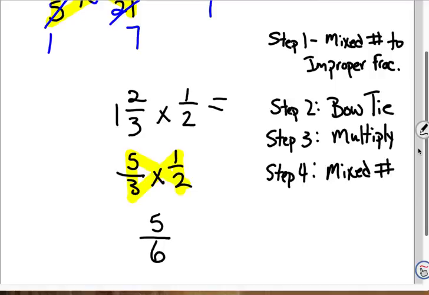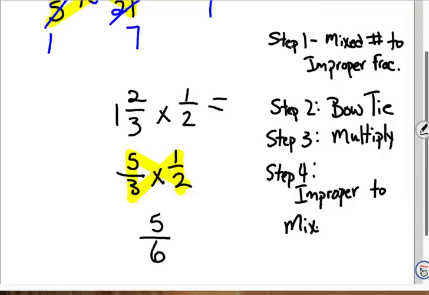Step 2, bow tie. 3, multiply. And 4, go back to my mixed number. Will it make better sense for you if I make sure, because I abbreviate a lot, should I say improper to mixed number? Yeah. Okay? Improper to mixed number in step 4.